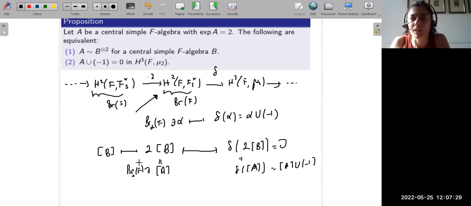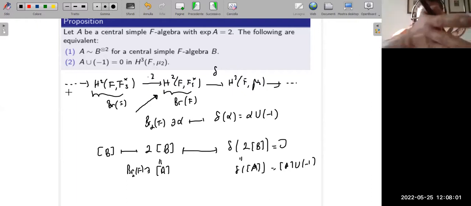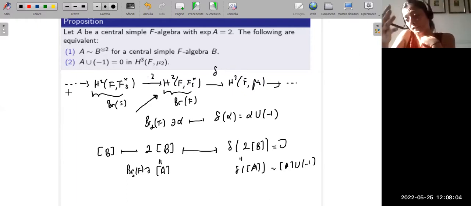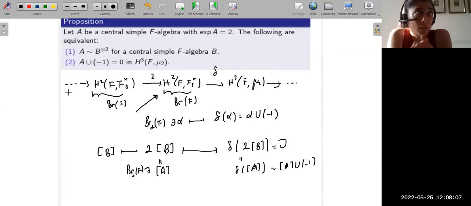On the other hand, if you start with the class of A, and the cup product with -1 is trivial, it means that, since it is in the 2-torsion part, the image under this connecting map is trivial, and hence it comes from an element here, meaning that you can find a class B here such that A is given by 2 times this class. And this gives you the implication 2 implies 1. As I said, this is already presented in these terms in the article I mentioned. The article that I'm talking about is Quaternion Algebras and Quartic Extensions.